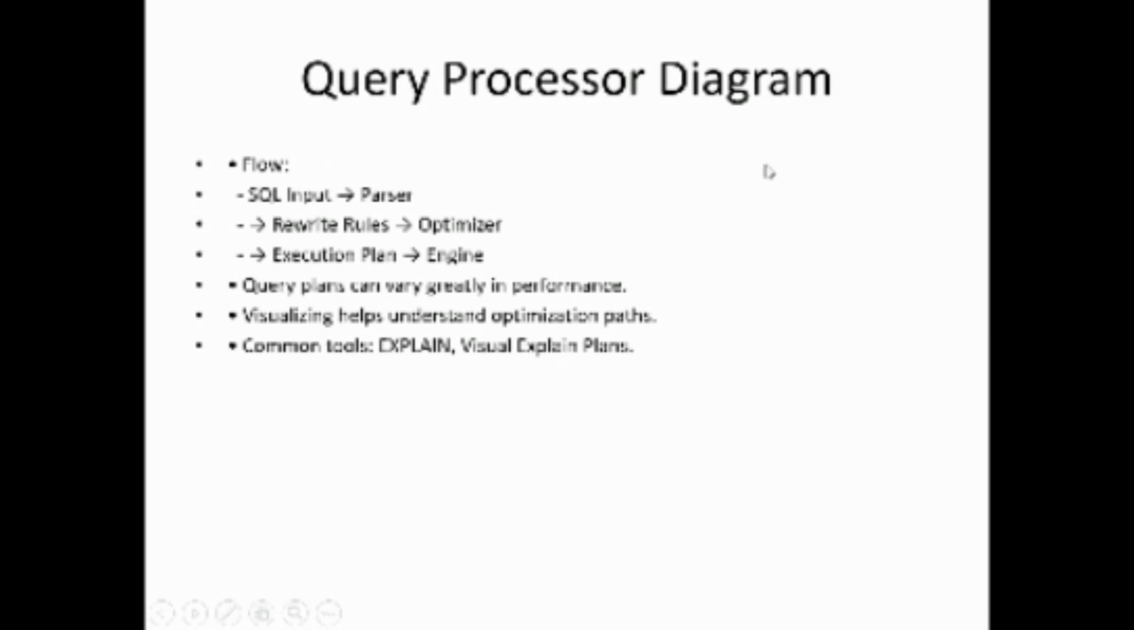Next, query processor diagram. The flow will be: the SQL query, the parser, then the rewrite rules, optimizer, then execution plan, then engine. Query plans can vary greatly in performance. Visualization helps understand optimization paths. Common tools are EXPLAIN and visual explain plans.